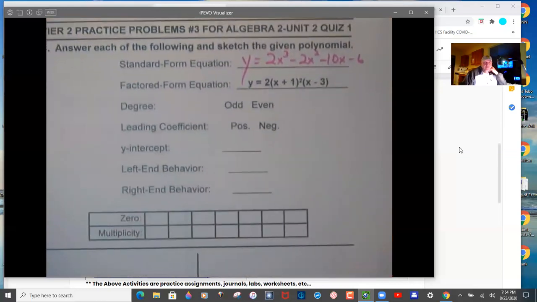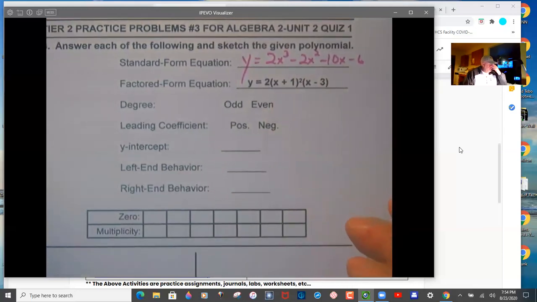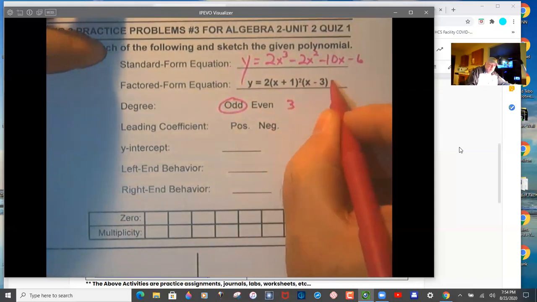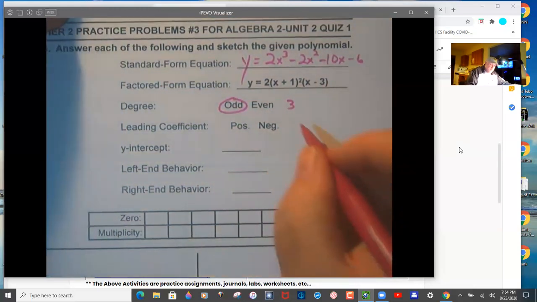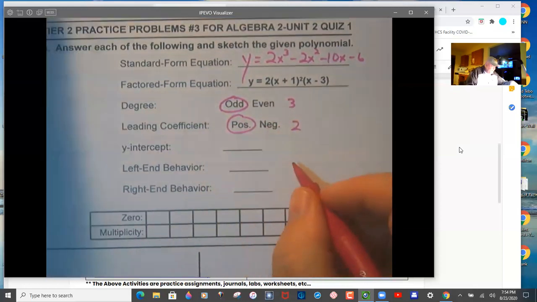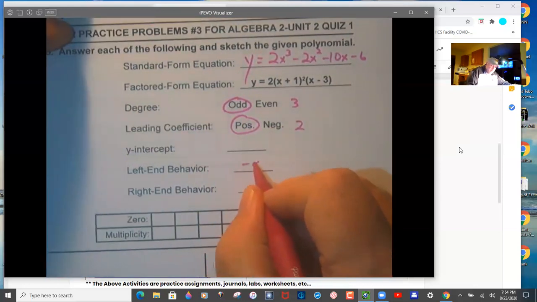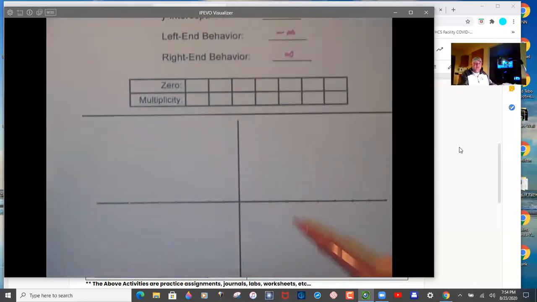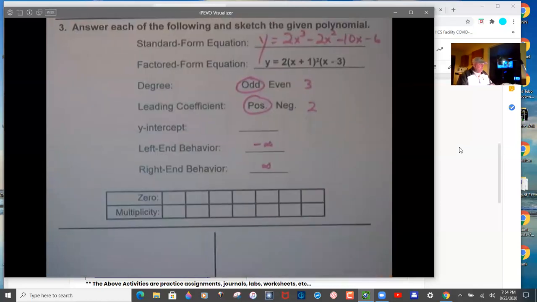You should do a couple of these just to make sure that you know the standard form. Now, this is an odd degree. It has a degree of 3. Add the powers 2 and 1. The leading coefficient is 2, so it's an odd positive. You can get the end behavior also by looking at the graph. You'll see that it comes way down off to the left and it goes up off to the right.